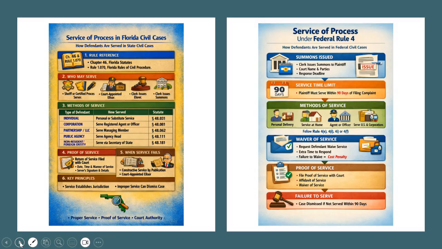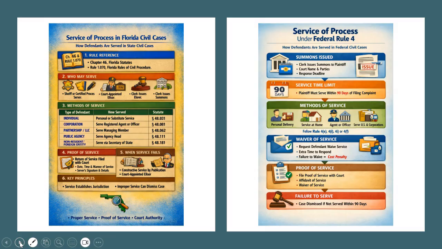And then there are different methods of service in Florida and in federal. The same is true in the state court, the state system too. Personal delivery, service at home, an agent or officer of a corporation, or serving the United States, and corporations will have their own special service. People can waive service both in the federal and the state system. We'll go into that a little bit more in a minute.